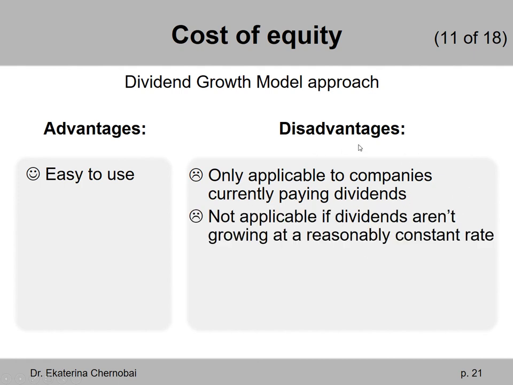Also, another disadvantage of the dividend growth model approach is that it's not applicable if dividends are not growing at a reasonably constant rate, because the formula kind of forces the growth rate, the lowercase g, to be the same every year in the future in perpetuity.